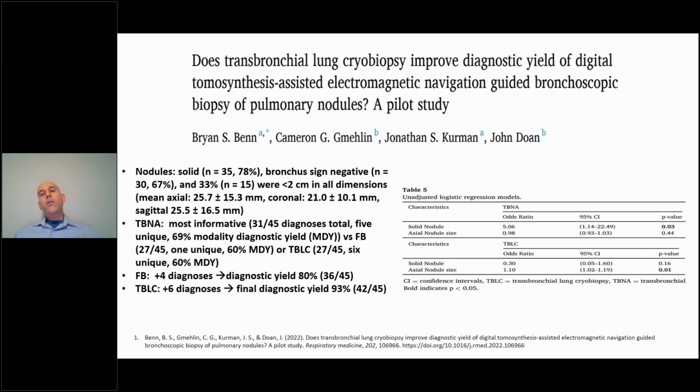But if we added on a 1.1 millimeter outer diameter single-use cryoprobe with carbon dioxide as the cryogen for this part of the procedure, we were able to capture another 6 unique diagnoses, and that improved our final diagnostic yield to 93%. Now, granted, this is a very small publication. It's 45 nodules, but that being said, it shows that there may be a role for combining modalities in a sequential way in order to help improve our diagnostic yield so that we can get closer to that CT-guided biopsy result of about 90%.